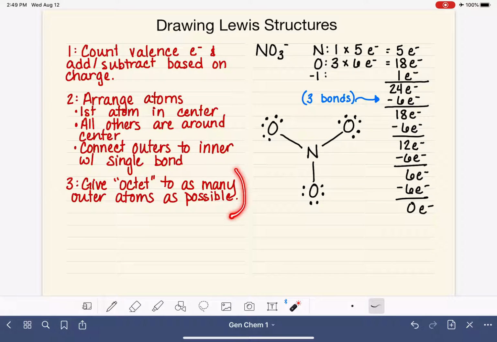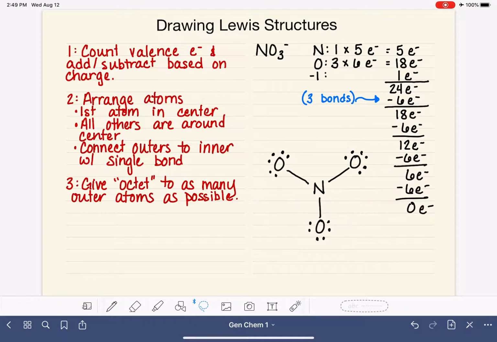Now when you're doing this step 3, I do want to warn you that for some molecules, you're going to run out of electrons before you finish giving all of the outer atoms an octet. We will see some examples of that. And other times, you're going to give all of the outer atoms an octet and you're still going to have electrons left over at the end. So it's not always going to work out perfectly the way this one did, where everybody got an octet and we ran out of electrons at the end. Sometimes you'll run out before you're done, and when that happens, you have to stop. You can't keep putting electrons if you've already run out.